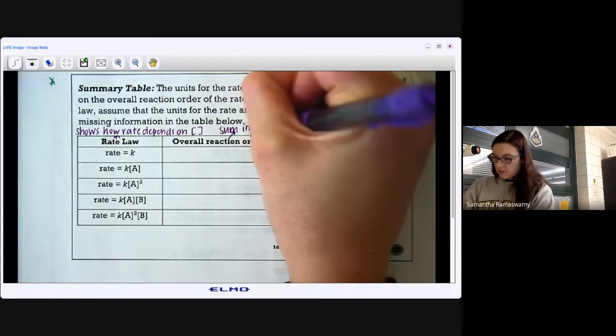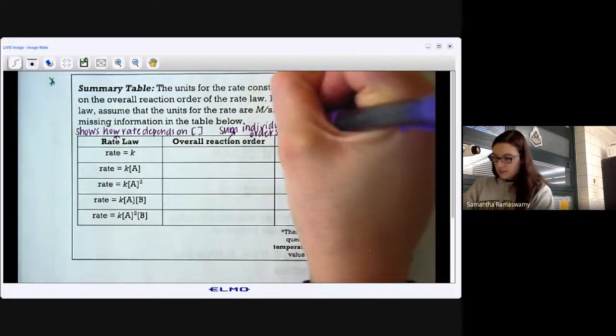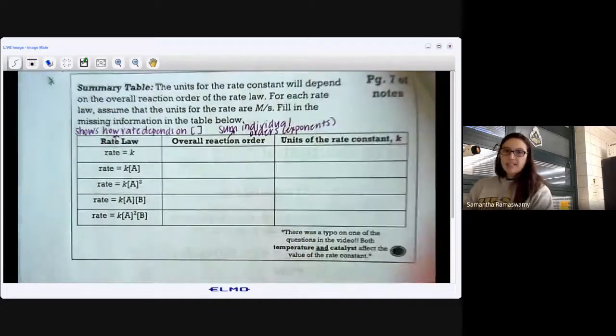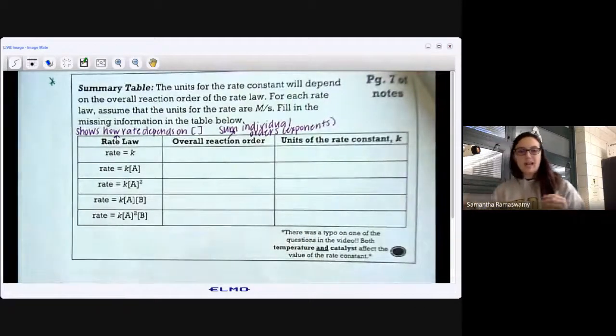Now, reactant order is simply exponents. The reactant orders are given by the exponent of the concentration. So overall means we're adding up the exponents. We will focus more on reaction order as we go through these examples.